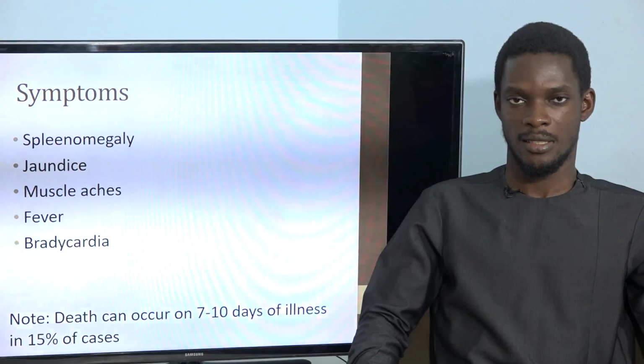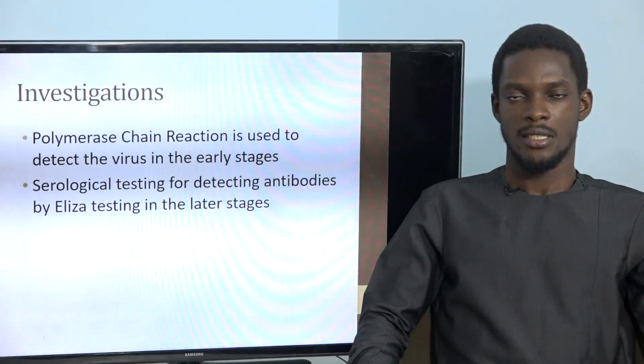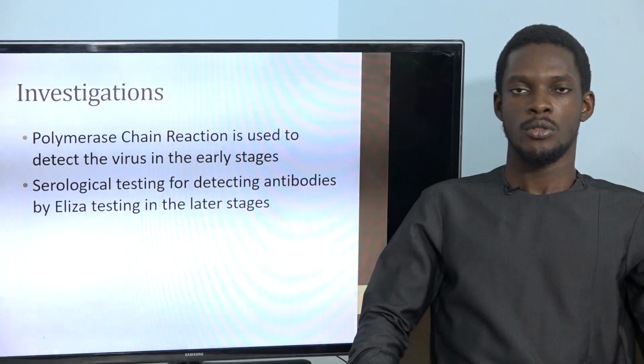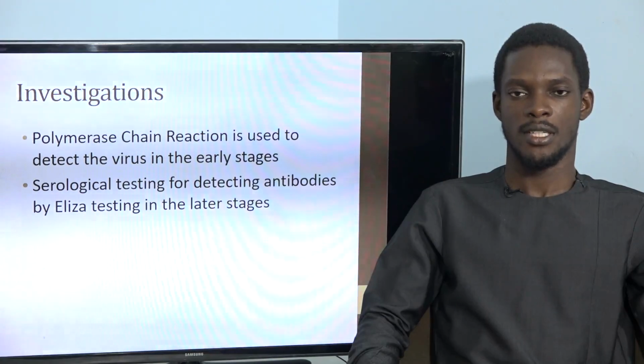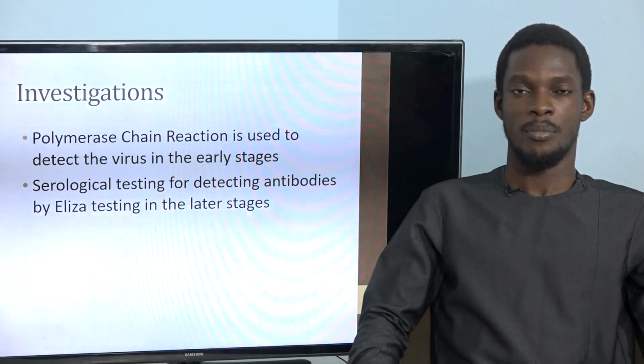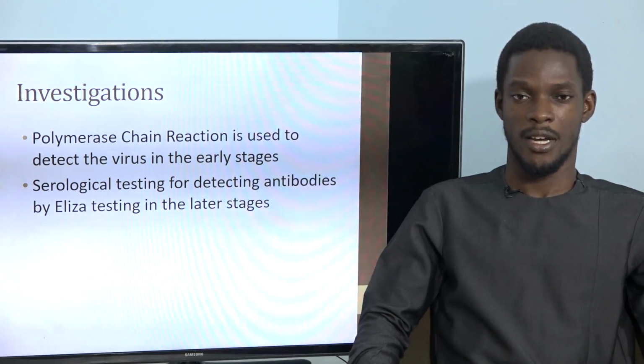In investigating the disease, you need to do a polymerase chain reaction test to isolate the virus in its early stages. You may also want to do serology testing to detect antibodies by ELISA in the later stages of the infection. Note that for almost all viruses, in identifying the virus, you need to do a PCR, or polymerase chain reaction, test.